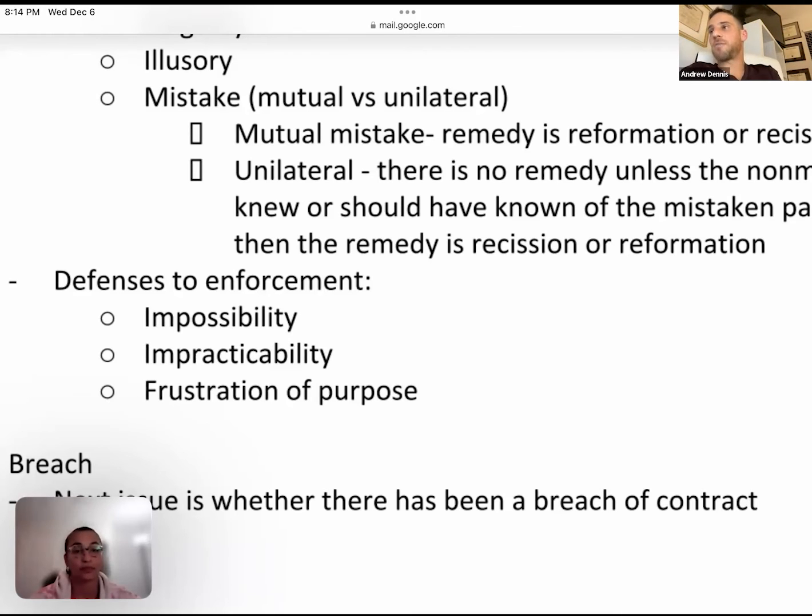Frustration of purpose means it's not impractical or impossible. We can still easily do it. It's just the purpose of doing it has been frustrated. A great example I came up with today is the wedding. Tommy and Johnny are going to get married, but then, as lovers do, they fight, a month before the wedding, and they don't want to get married anymore. So now the venue is like, yo, you guys have this place rented out. Tommy's going to say the purpose of renting out this venue has been frustrated. We are no longer in love. We're no longer getting married. It's very practical to do it. It's very possible to do it, but the purpose has been frustrated.